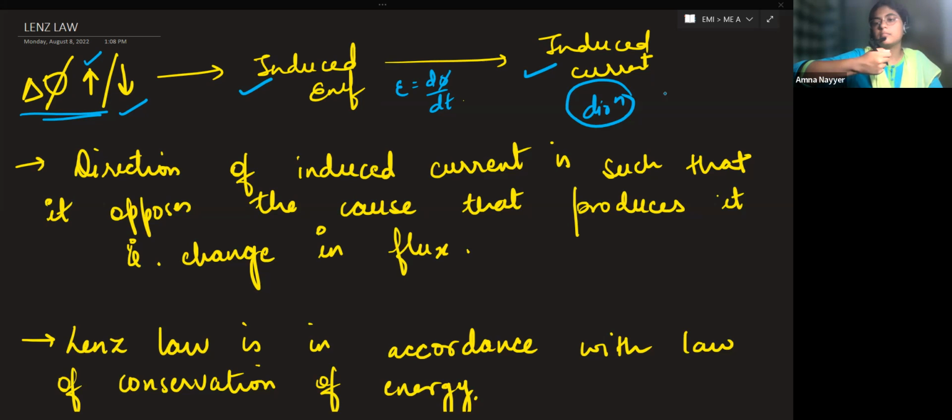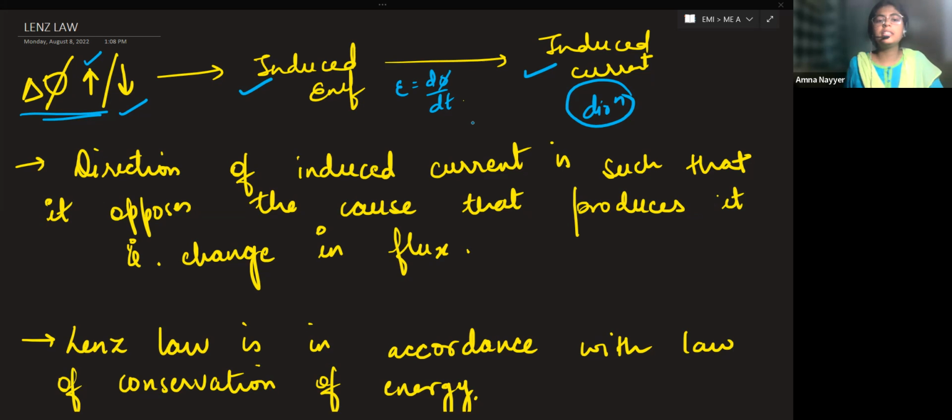Fine. So here the direction of induced current will be in such a manner that it will oppose. Oppose means what? If the magnetic flux is increasing, induced current will set its direction in such a manner that the flux will decrease. Or if the flux is decreasing, induced current will set its direction in such a manner that the net flux gets increased.